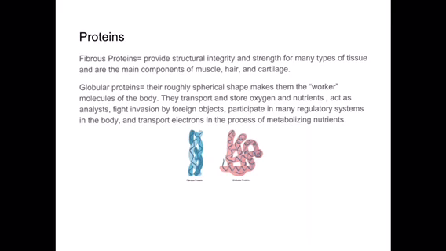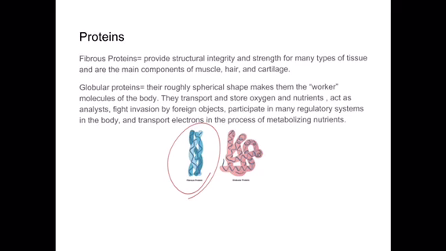Okay, so for proteins, there are fibrous proteins, which provide structural integrity and strength for many types of tissue and are the main components of muscle, hair, and cartilage. And that's seen here, and you can see how the structure is kind of tightly bound, which shows the strength.